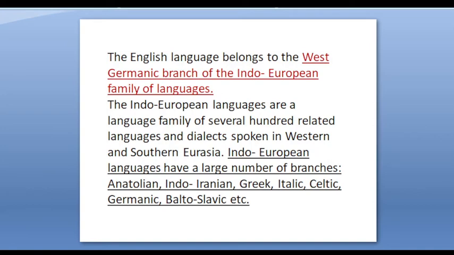The English language belongs to the West Germanic branch of the Indo-European family of languages. The Indo-European languages are a language family of several hundred related languages and dialects spoken in Western and Southern Eurasia. Indo-European languages have a large number of branches: Anatolian, Indo-Iranian, Greek, Italic, Celtic, Germanic, Balto-Slavic, etc.